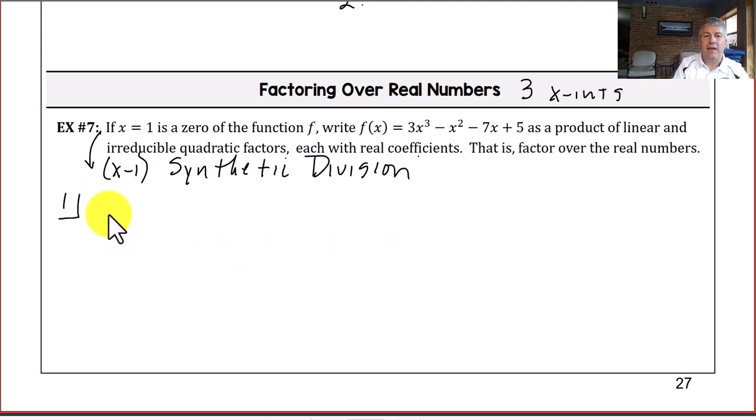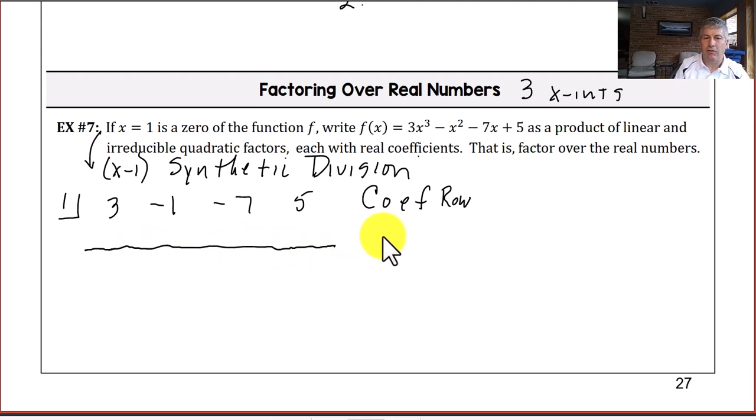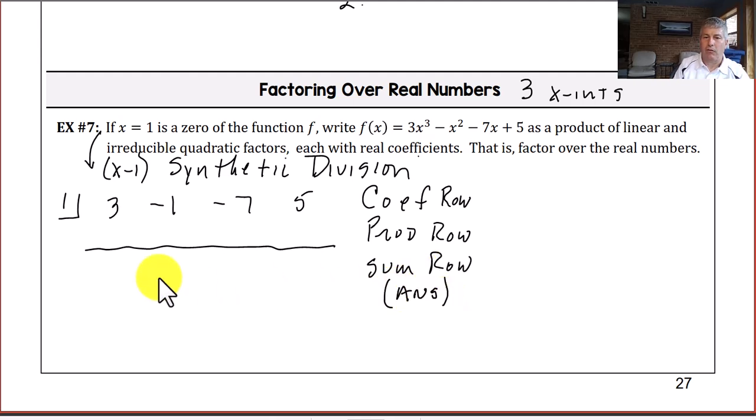So if this is synthetic division eligible, we're dividing by our 0 of 1, so we put our divisor here, and in our top row we write all our coefficients. So our coefficients are 3, -1, -7, and 5. So those of you who haven't done synthetic division, I call that the coefficient row. And we're going to have 3 rows. We have a middle row, which I've just left blank. I call that the product row. And we'll get to that in a minute. And we're going to add down, so this is kind of a sum line here, and underneath we'll call this the sum row, which also has our answers.